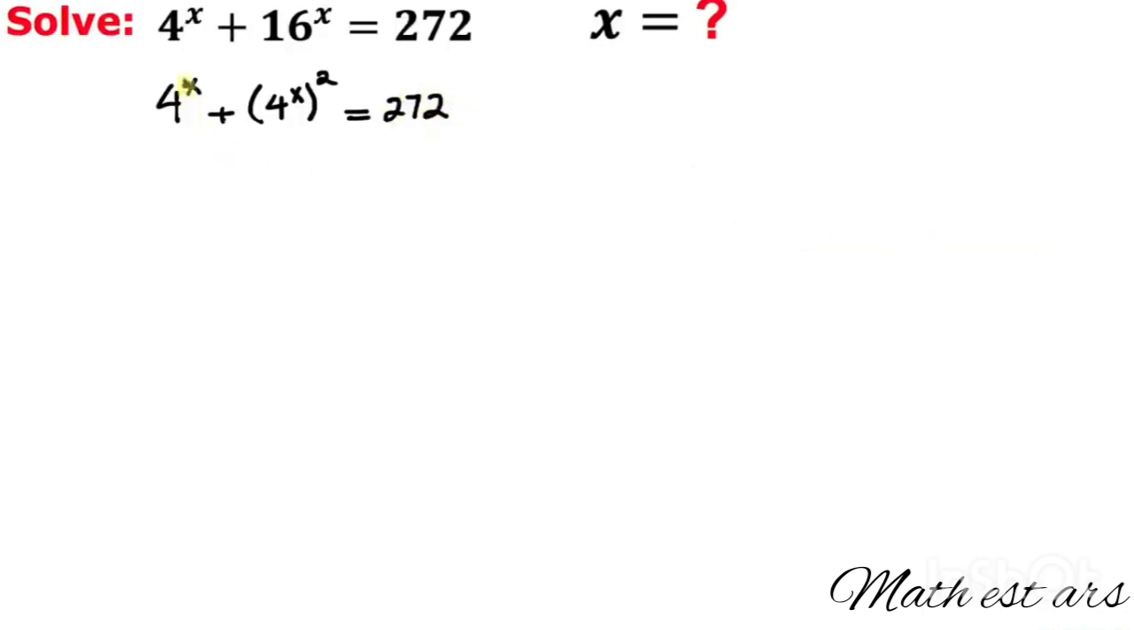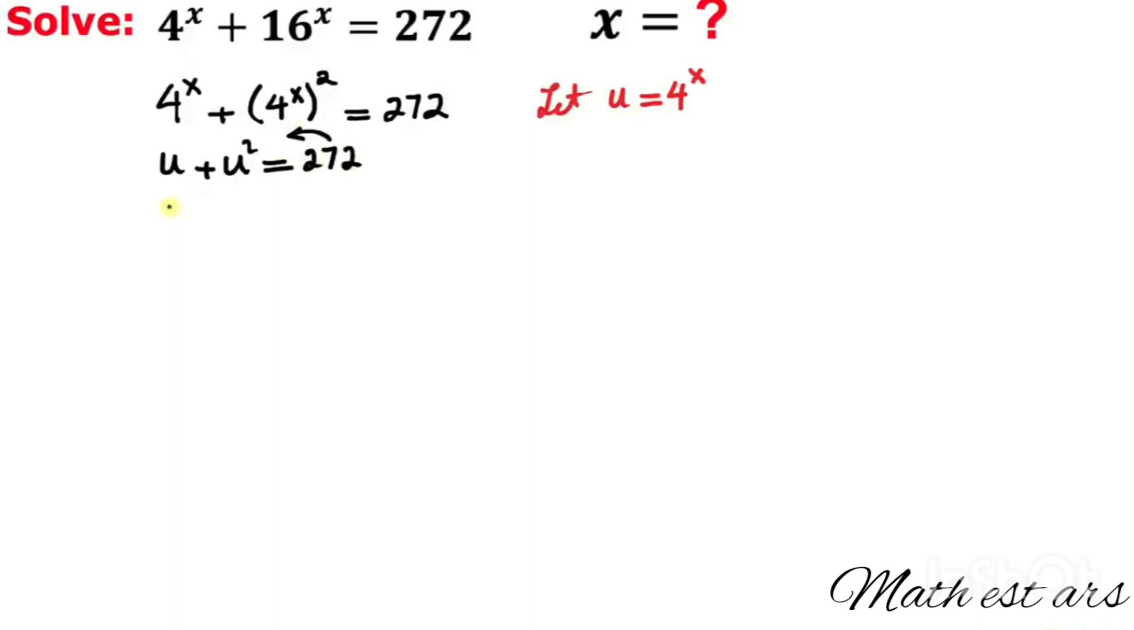And now let's focus on this 4^x and this 4^x as well. Let me go ahead and do the substitution. Let u equal 4^x. Then this equation is going to become simply u + u^2 = 272. Let's move this to the left hand side and rearrange them.